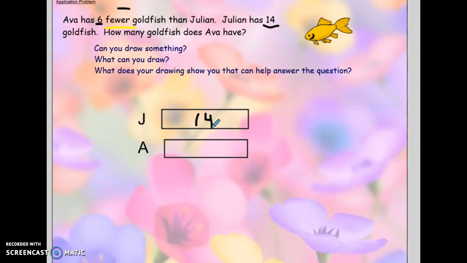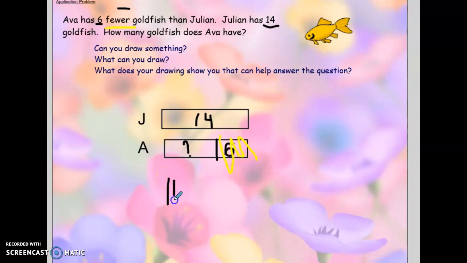All right, next we know Ava has 6 fewer than Julian. Okay, so I'm going to cut off a little piece of her tape diagram that is worth 6. And we want to know how many she does have. So I'm going to put a question mark over here. Now, we know she doesn't have these 6 because it says she has 6 fewer. So we're going to have to take away that 6 to find out how much she does have. So to do that, we're going to write a subtraction number sentence.